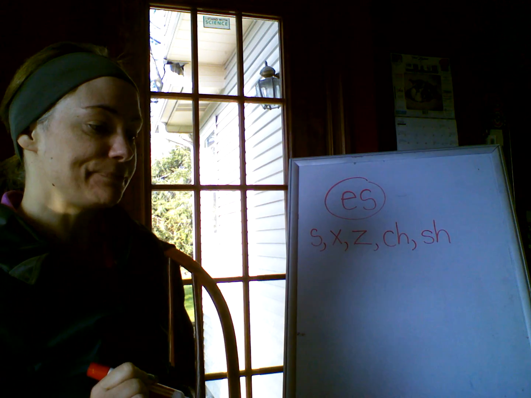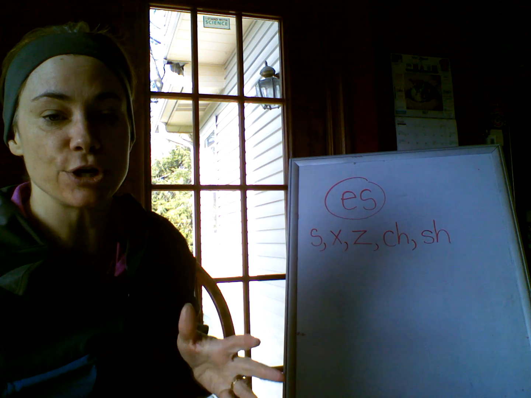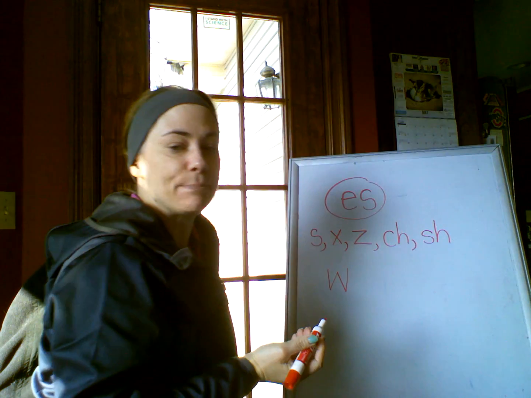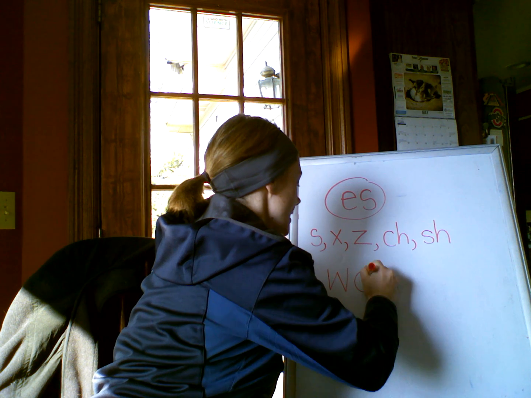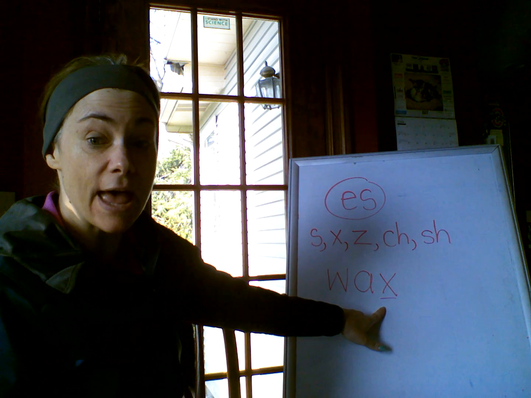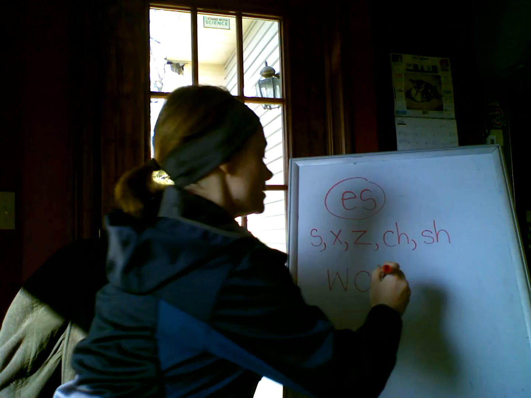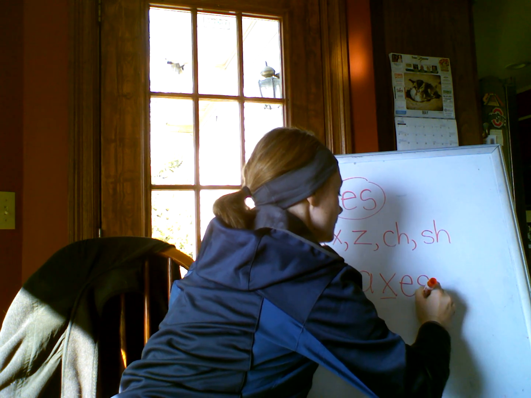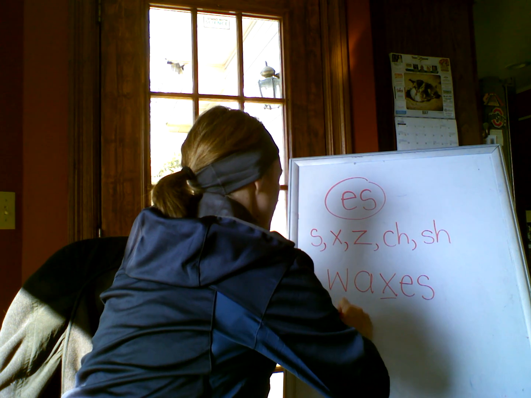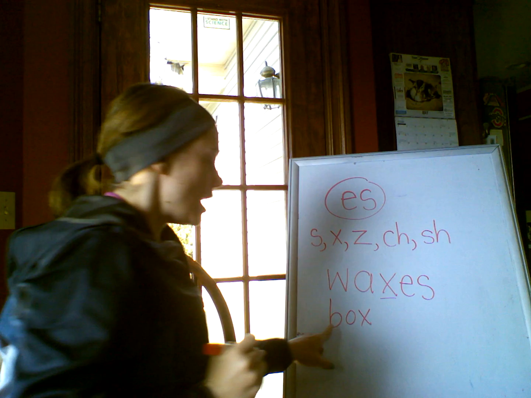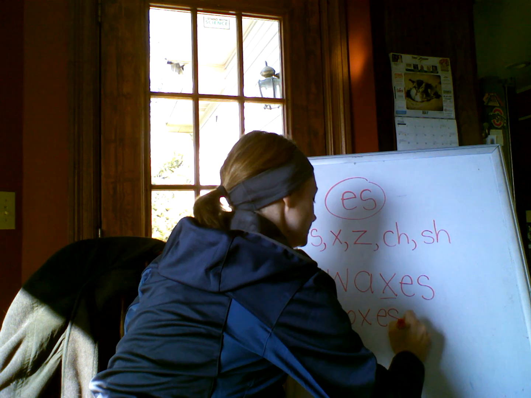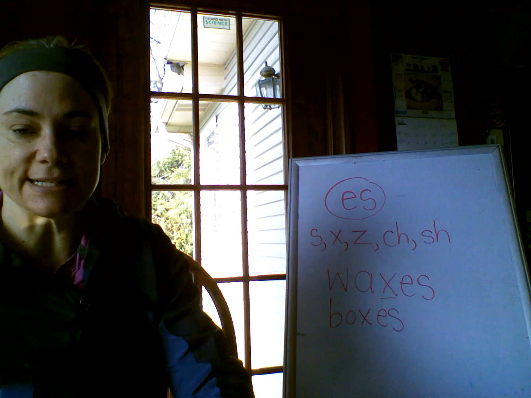So for example, let's take the word wax, like in a candle, okay? So I could tap out wax, X, okay? And then again, it ends with an X. So that word is going to get that suffix ES. So I could talk about waxes, okay? The same with box, all right? If I have the word box, if I'm talking about more than one box, again, it would get that suffix ES. Okay? So that makes sense, all right?